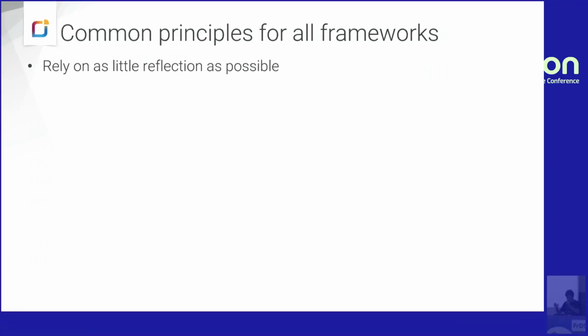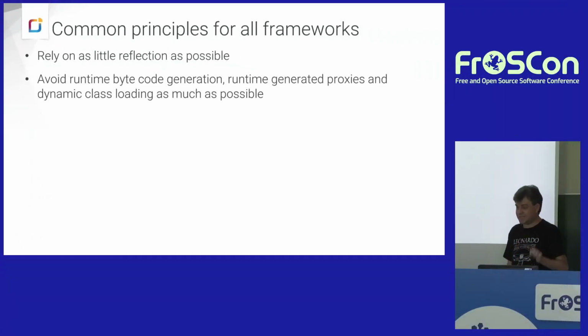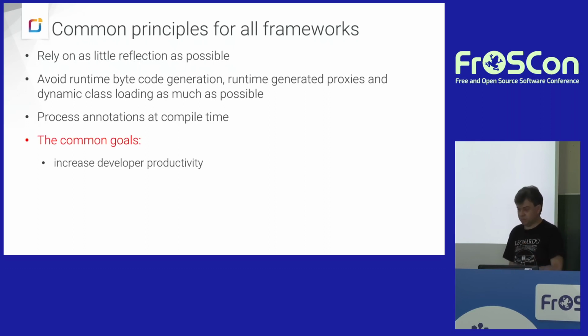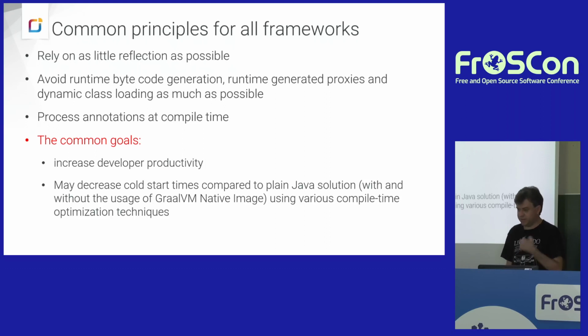So all this stuff has common principles. If you use this for serverless, with the possibility of native image, it relies on as little reflection as possible, or even no reflection. All this runtime stuff is avoided. Even annotations are all processed at compile time, so it's just shifting work, and that's why the build time is so great. The common goals are increased developer productivity with these frameworks, and maybe even further decreased cold starts, because some frameworks can do further optimization that Java cannot do, because they sometimes know how to deal with this. Micronaut has this, for example.